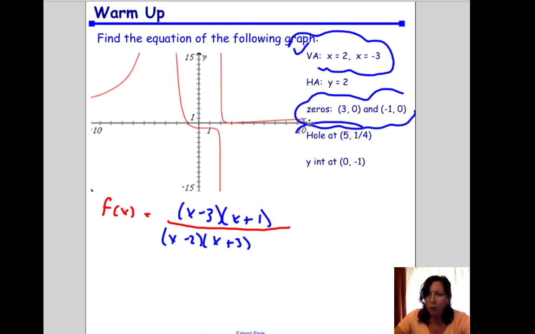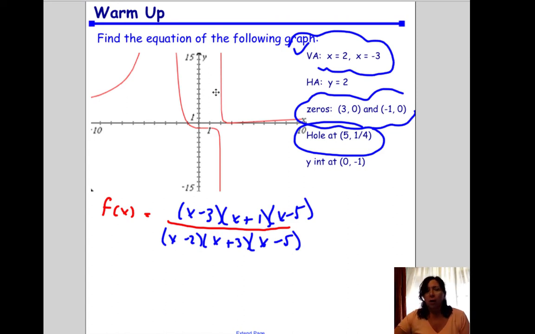We also have a hole. Our hole is at 5, so that's going to be x minus 5 over x minus 5, because those will disappear. Those are going to be canceling out. That is my equation so far. What I'm missing is my horizontal asymptote and my y-intercept.